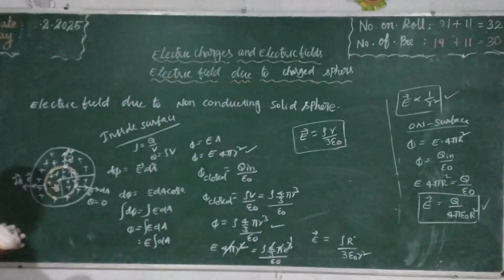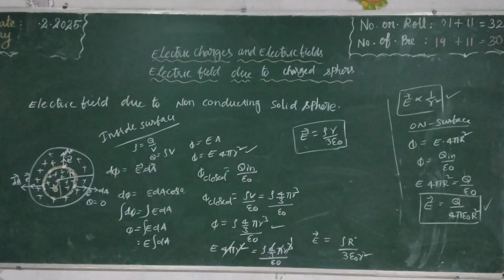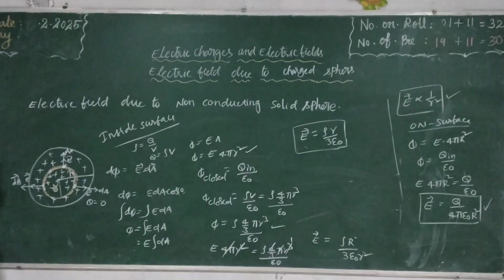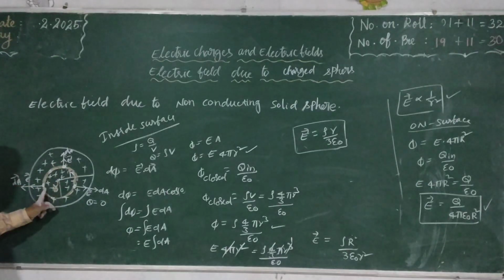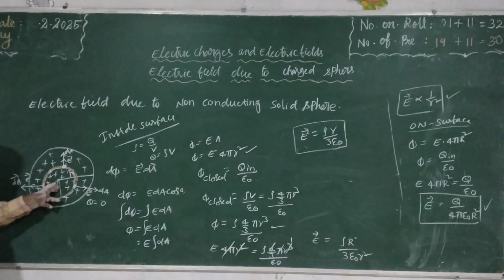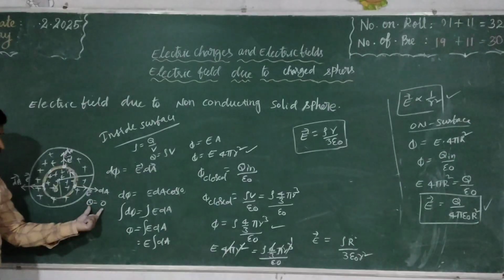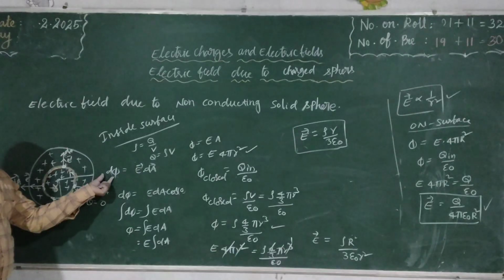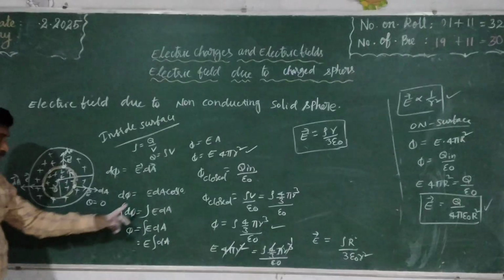Once again, this is the Gaussian surface inside, at a distance r from the center. We can find the flux passing through this Gaussian surface. For that we take a small area vector dA. The electric field is radially outward, so the electric field and area vector are parallel, and θ equals 0. The flux dφ equals E dot dA, so dφ equals E dA cos 0, which is E dA.